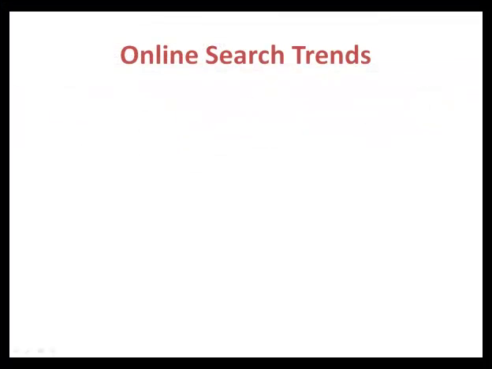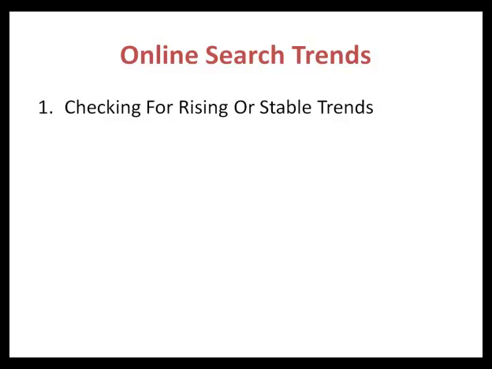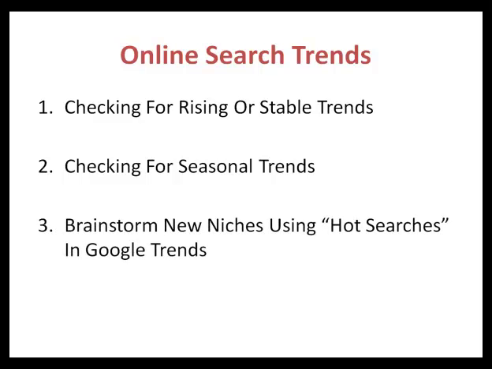So we've covered 3 things. Firstly, we looked at checking for rising or stable trends. Really important to do before you go into any new niche, and it's something that I always check almost religiously before setting up a new blog or website. Then we looked at checking for seasonal trends. It can give you a real insight into when you should expect more traffic throughout the year and when you should expect less. Particularly important for certain kinds of niches. And then finally we looked at a brainstorming technique, and how to brainstorm new niches and new ideas using the hot searches link in Google Trends.